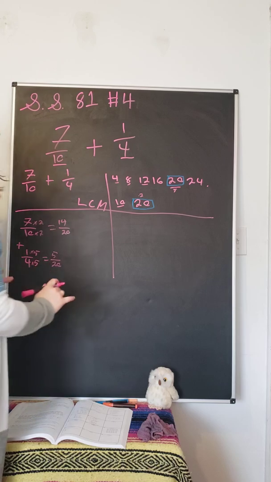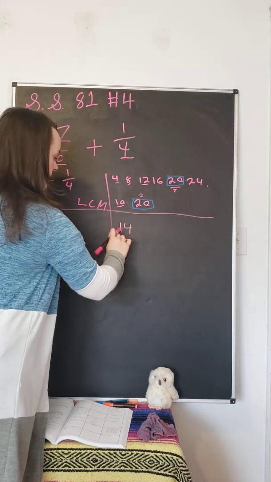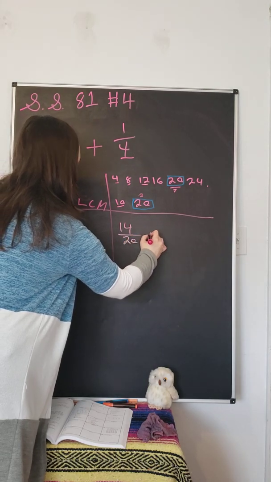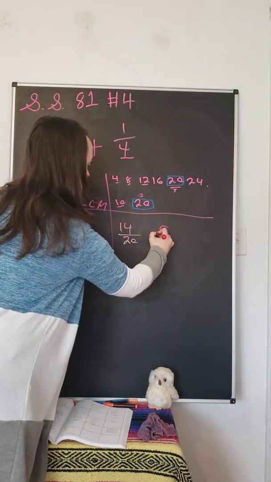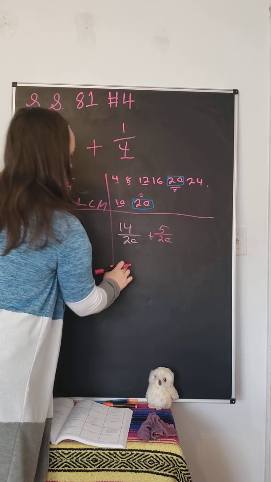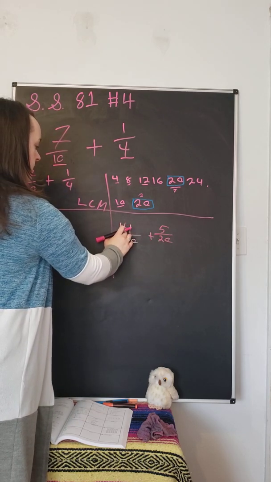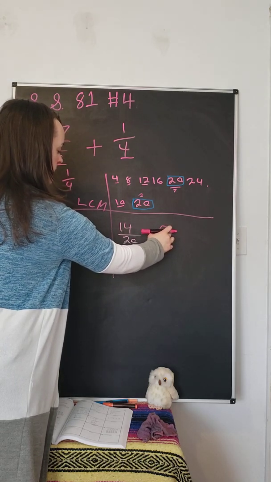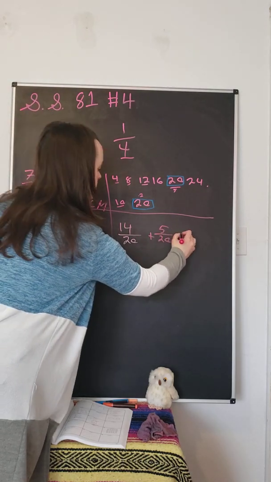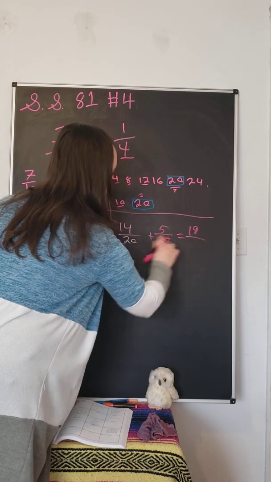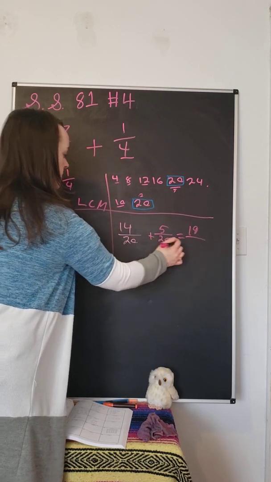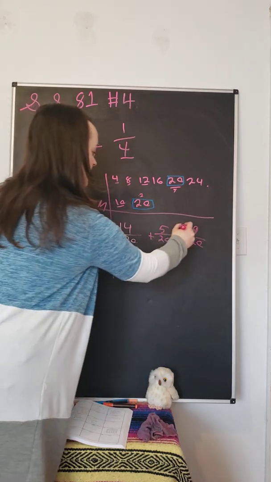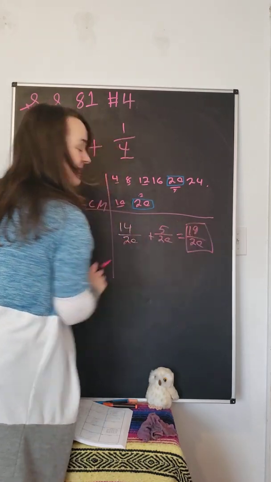And I'm going to rewrite it like this in this little box right here: 14/20 plus 5/20. 14 plus 5 is equal to 19. And 20 plus 20 would keep our denominators, and that is 20. So that is our answer, 19/20. Thank you.